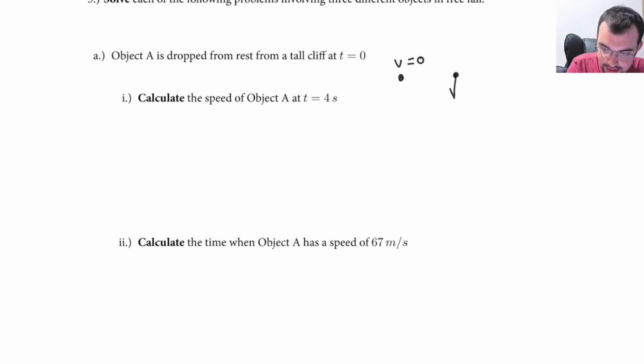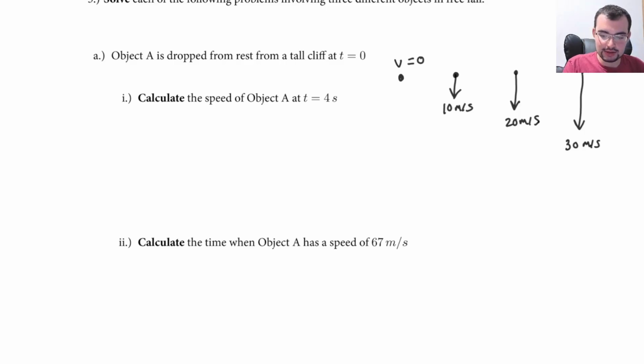And 1 second later, it'll be moving at 10 meters per second. 2 seconds later, it'll be moving at 20 meters per second. 3 seconds later, it'll be moving at 30 meters per second, and so on. So we can see that if we're just dropping the object, it's just going to gain 10, 20, 30, 40, 50, 60, etc. So this is just going to be 40 meters per second.